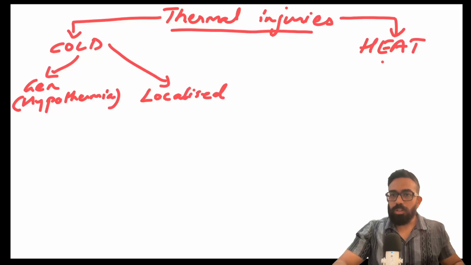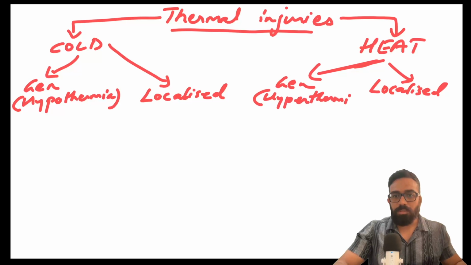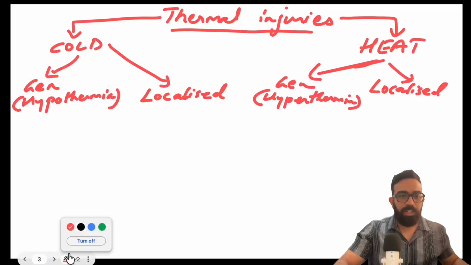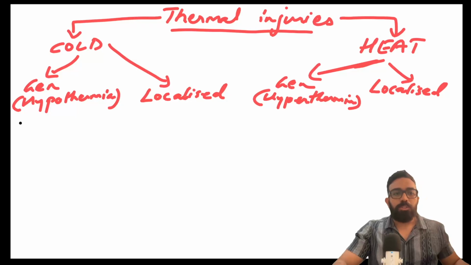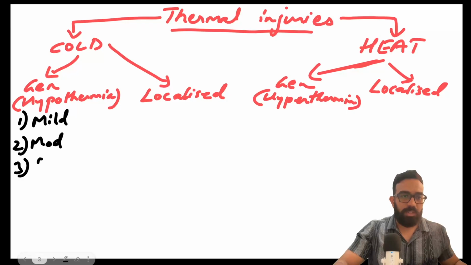Same goes for injuries due to heat exposure. Heat exposure could be either generalized or localized. When it's generalized, we use the term hyperthermia. Now, further dividing this, hypothermia can be mild, moderate, or severe.